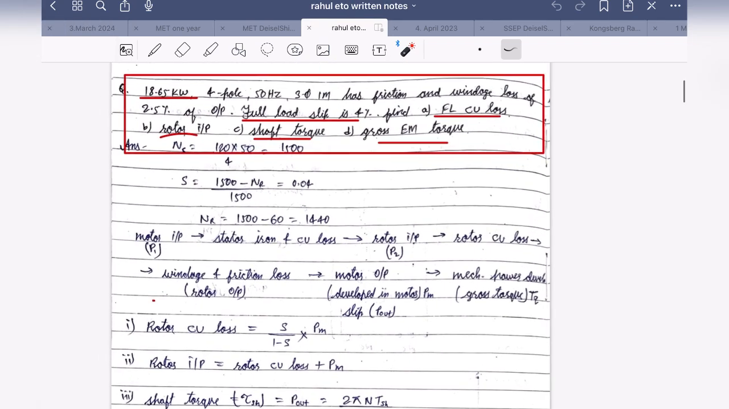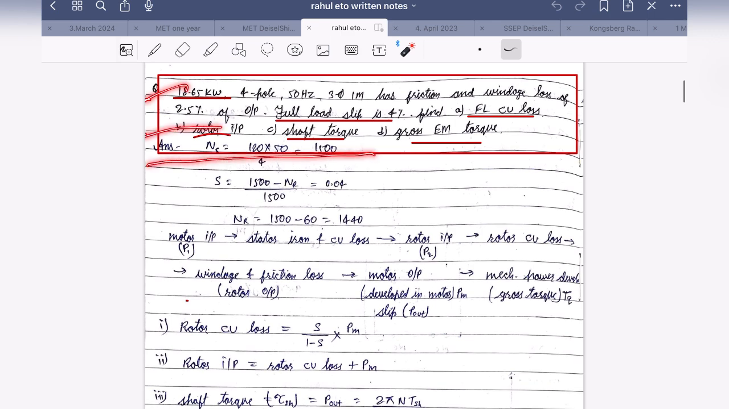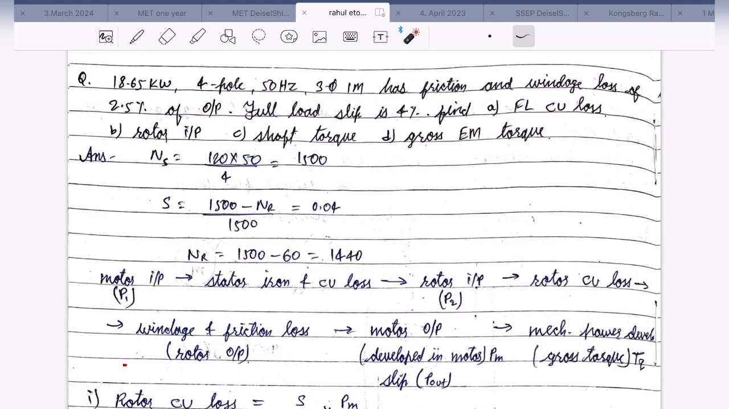The page number is 8. The same question is here. I have solved it before in my preparations. So in this question, the given data is power 18.65, 4 pole, 50 hertz, and 4% is the slip.